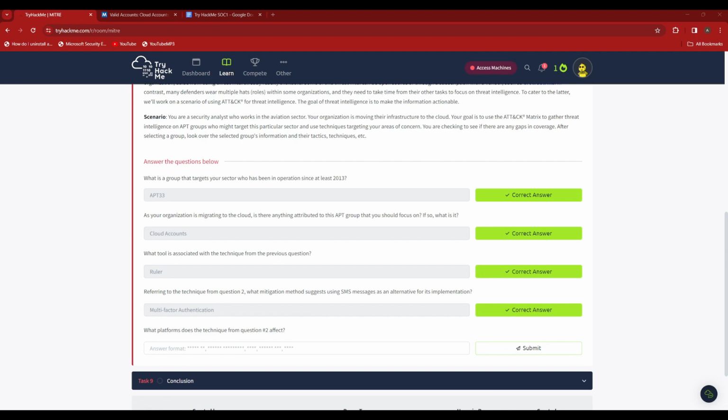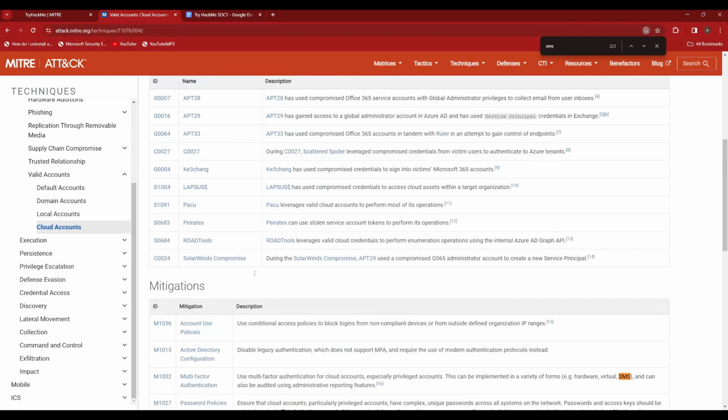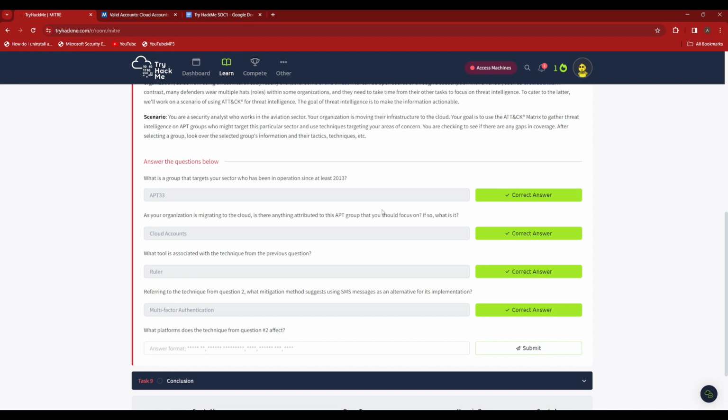Okay, for the next question, it asks, referring to question 2, which was cloud accounts, what mitigation will be used for its implementation. So I went to cloud accounts, scrolled down to mitigations, and Control F'd the one that was for SMS for messages, and it looks like multi-factor authentication, which makes perfect sense in this scenario. That way you can sort of have that second backup factor when you're doing text messages, basically.